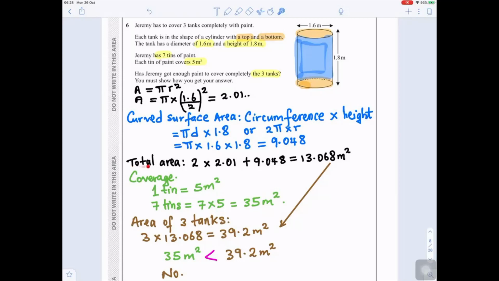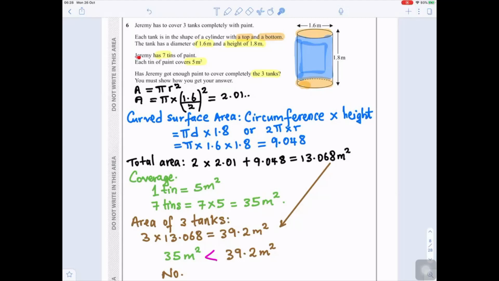So we want to find the total area we are painting. Total area to paint: the two circles, 2 times 2.01, plus the area of the blue part, the curved surface, gives you 13.068 meters squared. So we're going to paint that total area of 13.068.